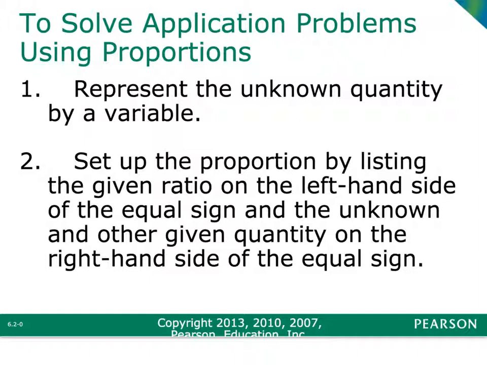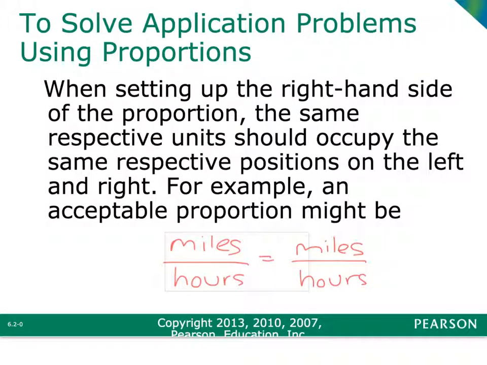Often you'll be asked to solve story problems that involve proportions. When you do this, if there's ever an unknown quantity, you're going to want to use a variable or a letter. So x is usually a common one. When you set up the proportion, you want to list the given ratio on the left-hand side of the equal sign and then list the unknown on the right-hand side of the equal sign. When you set up your proportions, it's important that your units are in the same respective positions. So, for example, if on the left-hand side you put miles on the top, then on the right-hand side you need to put miles on the top.